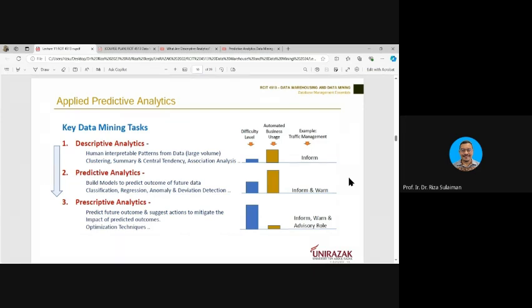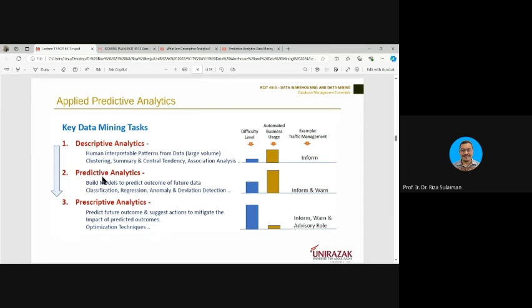Key data mining task is basically the descriptive analytics. Here, the human interpretable pattern from data, clustering, and summary tendency are being used. So, in terms of difficulty, the descriptive analytics have low level of difficulty. For automated business usage, it is a bit high. For example, traffic management, inform user. All right, so this is the descriptive. You can describe how you analyze the system.